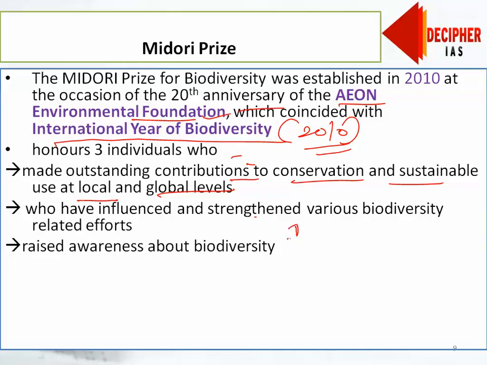The first Midori Prize, I think, was given to Dr. Kamlesh Bawa, I think so. Please check the first name, I am sure about the second name. Bawa is there, I am not sure whether he is Kamlesh or somebody else. So it honors three individuals for, first of all, conservation and sustainable use at local and global levels. Second is who has influenced and strengthened various biodiversity related efforts. Third one is raising awareness about biodiversity.